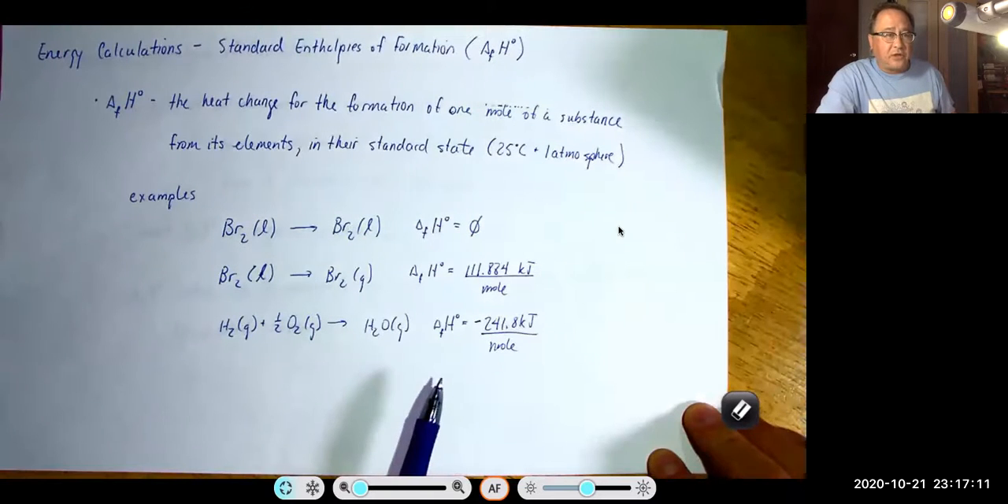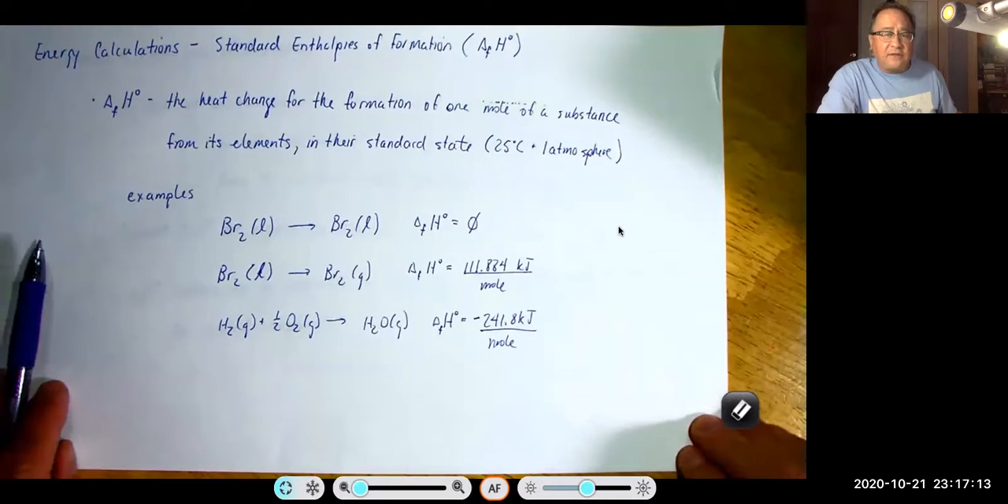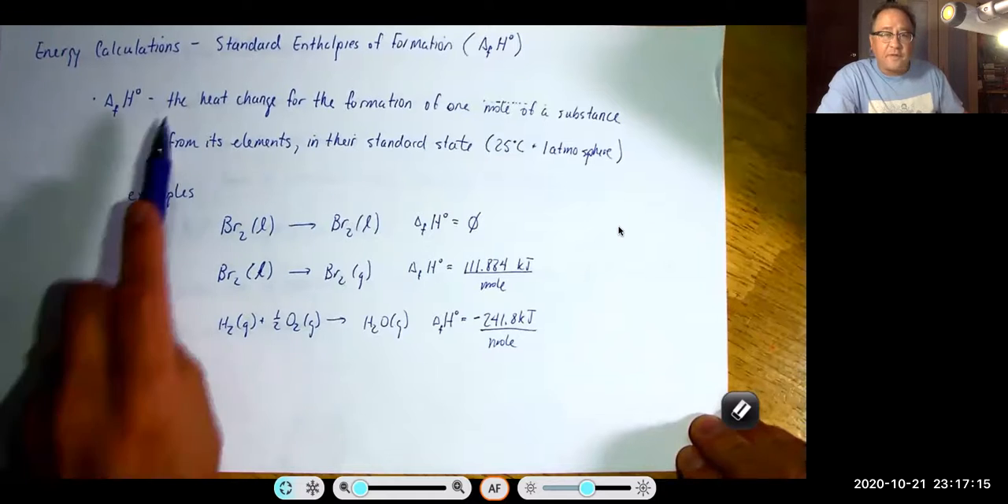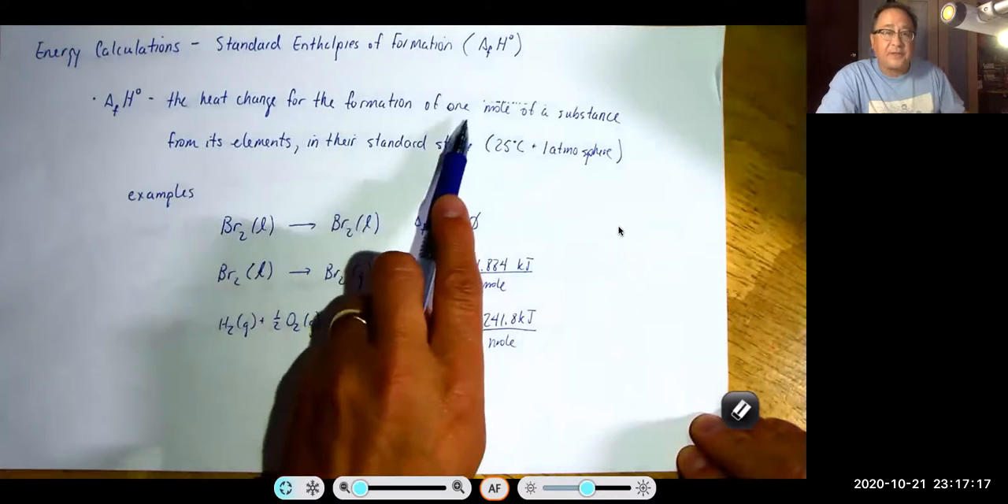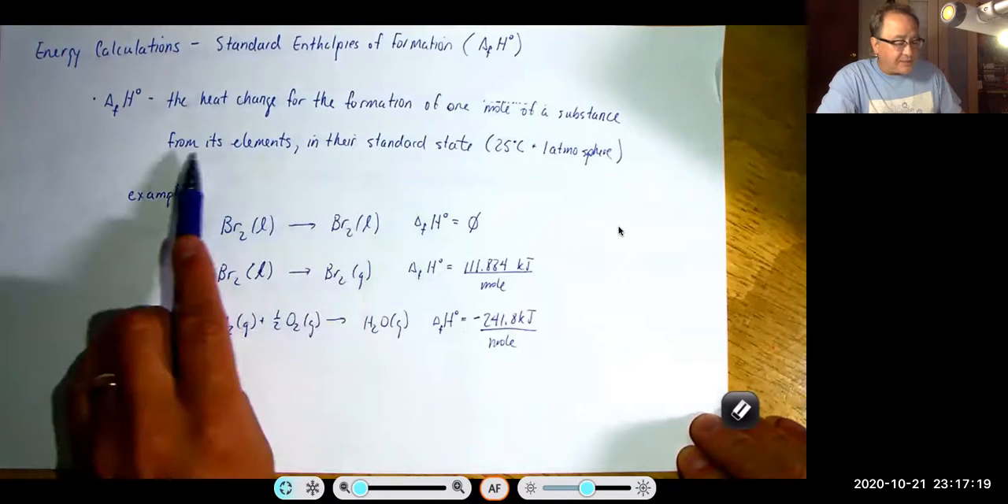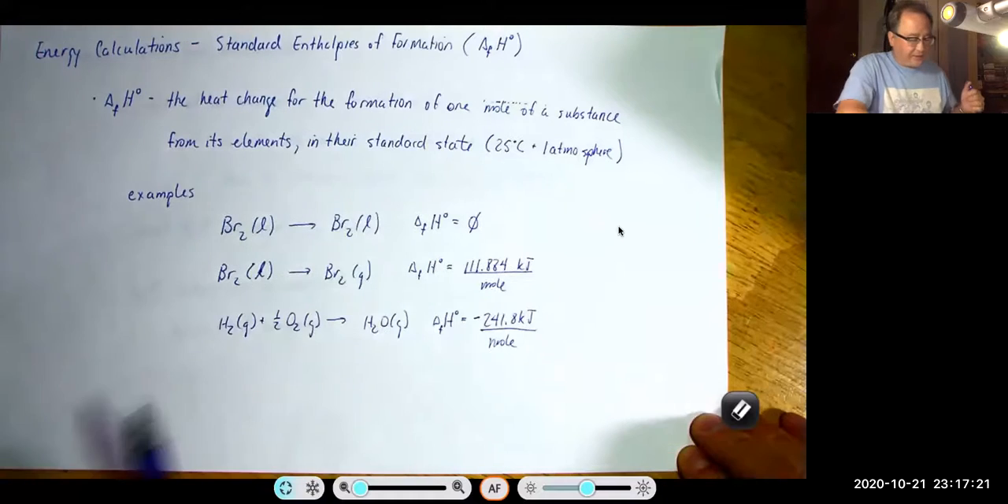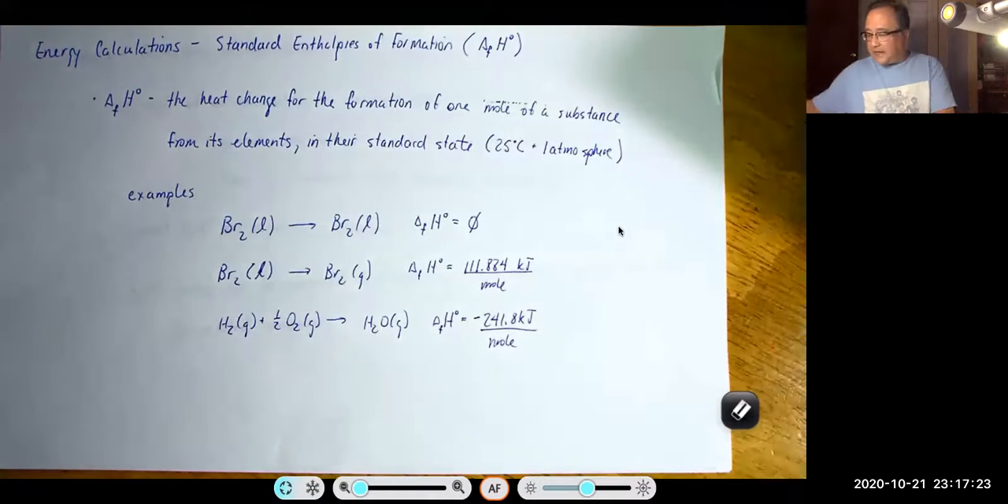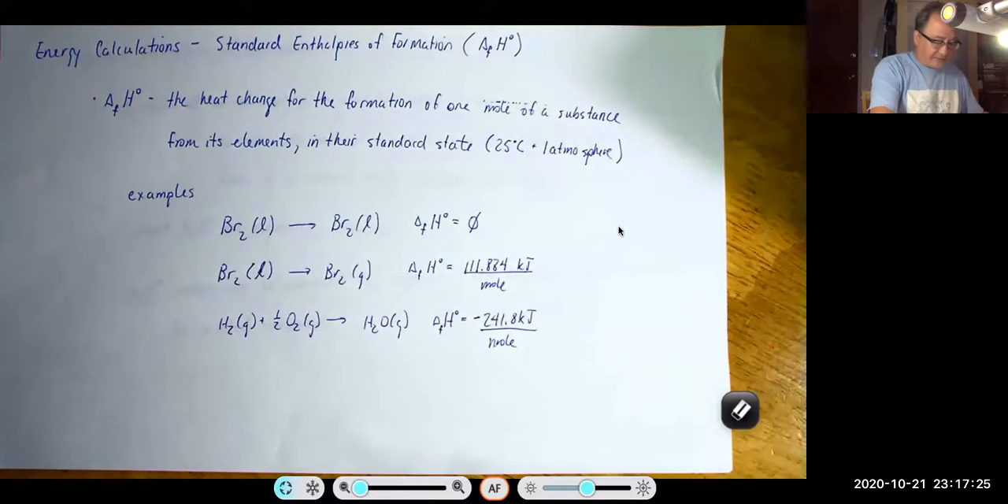Okay, so the standard enthalpy of formation is the heat change for the formation of exactly 1 mole of a substance from its elements in their standard states. So let's take a look at the elements in their standard states.